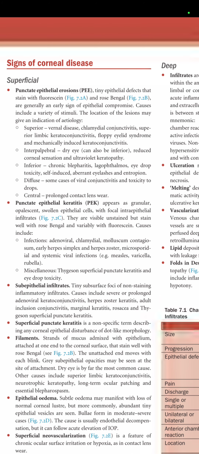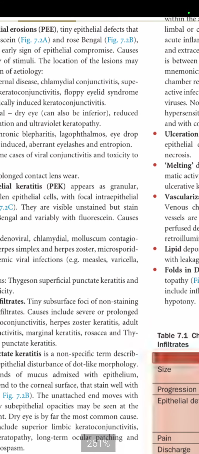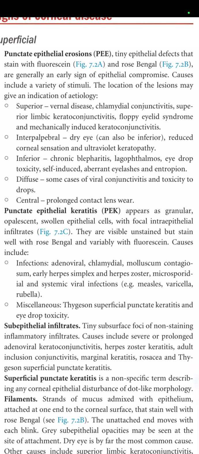Superior causes are anything which is superior, such as superior vernal disease, chlamydial conjunctivitis, superior limbal keratoconjunctivitis, floppy eyelid syndrome, and mechanically induced keratoconjunctivitis. As we go forward, we know that these are the diseases that usually affect the superior part of the conjunctiva and the cornea. Interpalpebral causes are dry eye, reduced corneal sensations, and ultraviolet keratopathy.